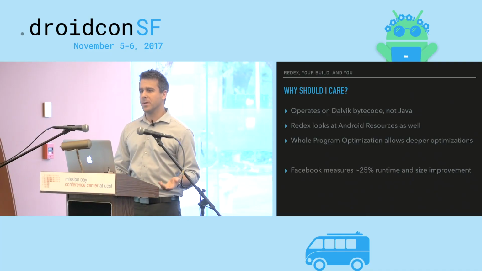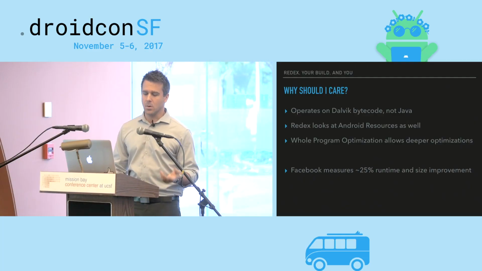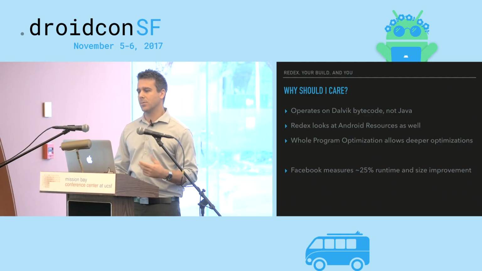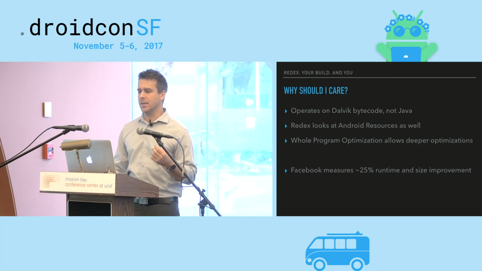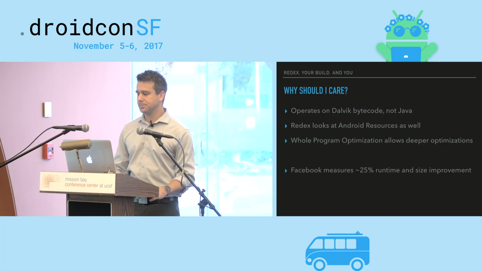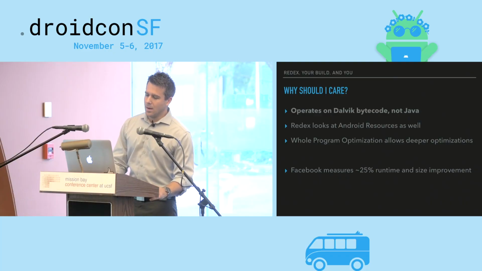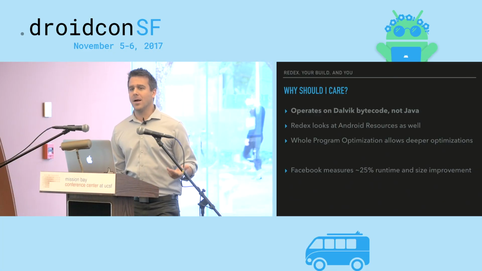With Redex, Facebook measures about a 25% reduction in cold start time and application size. Cold start time is something that I'll talk about throughout this presentation. It's basically how long it takes to get to newsfeed from the app not running at all, which is something that is critically important in a time-killing app. Yeah, we know we're a time-killing app.